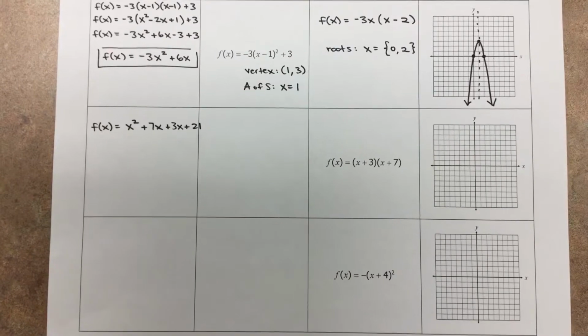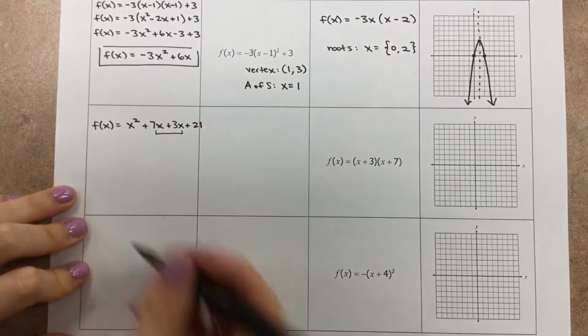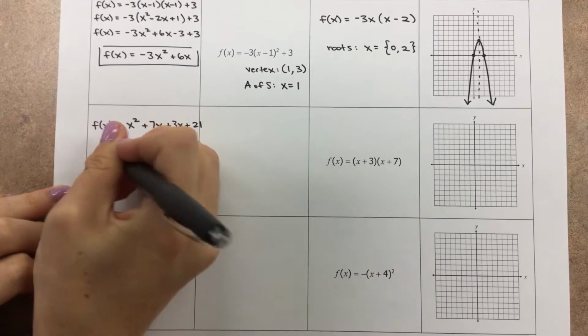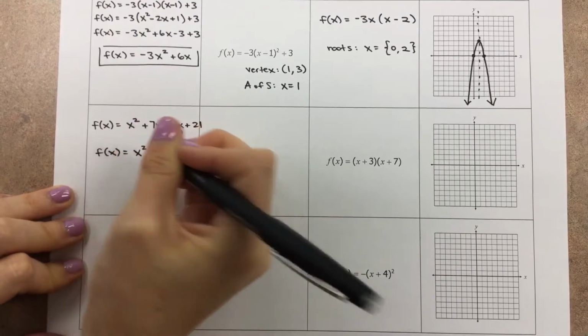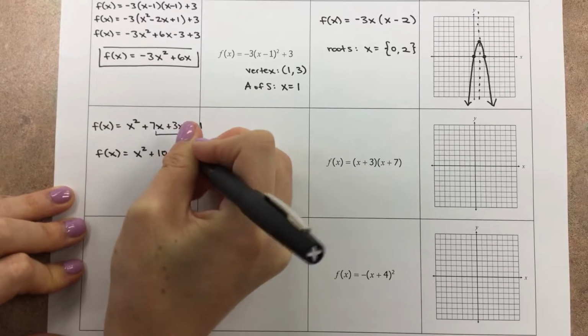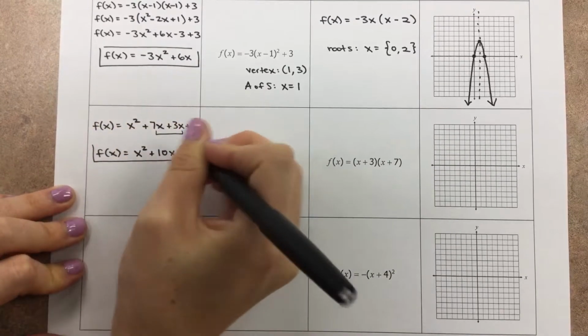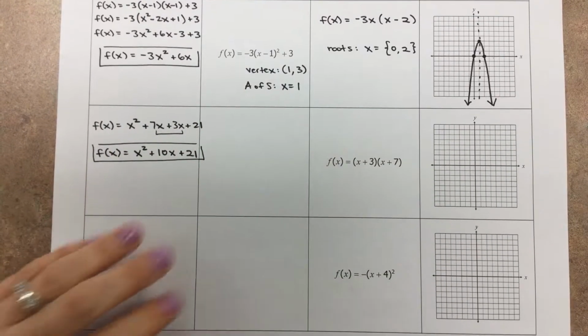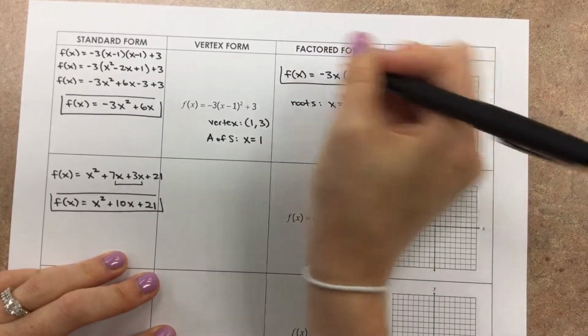So that is just one more step remaining. I need to combine these up. Then it will be my standard form. So x squared, combine these up to a 10x, and this is a 21. That is my standard form. I'm gonna box this up too.